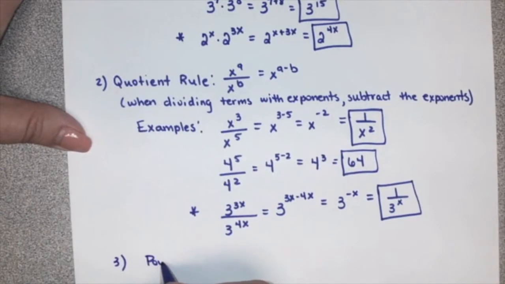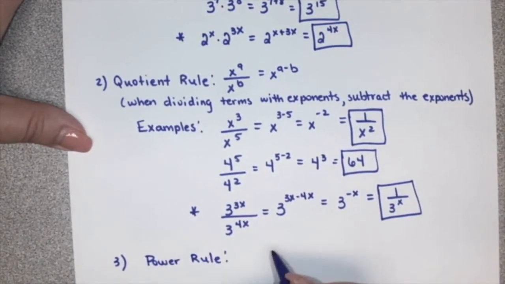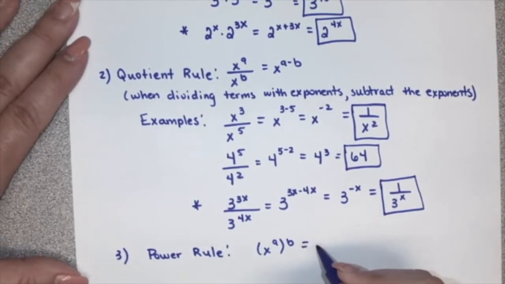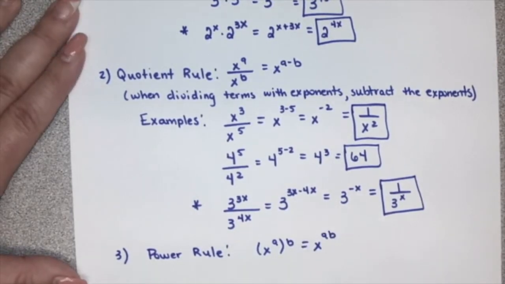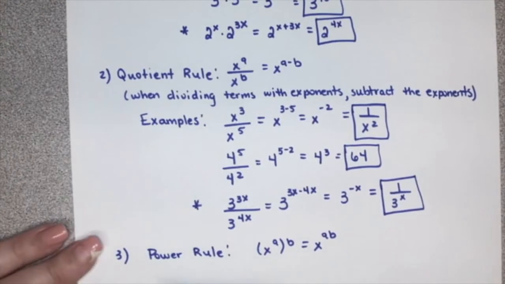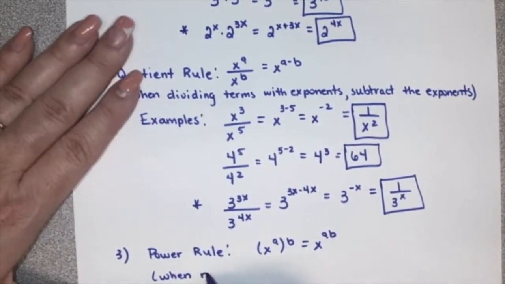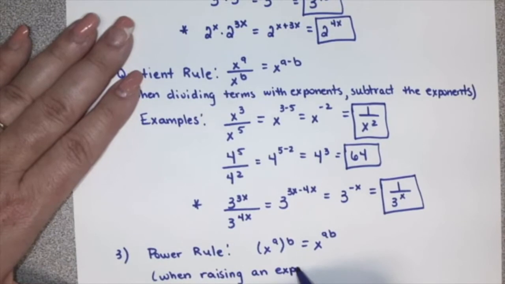And then lastly, we'll talk about this one a little more in depth, the power rule. So this is for when you have a power raised to another power. So what did I tell you to do with the exponents? Multiply them, so it'll just be x to the AB power. So the everyday explanation of this is when raising an exponential term, so it's already an exponent to another power.